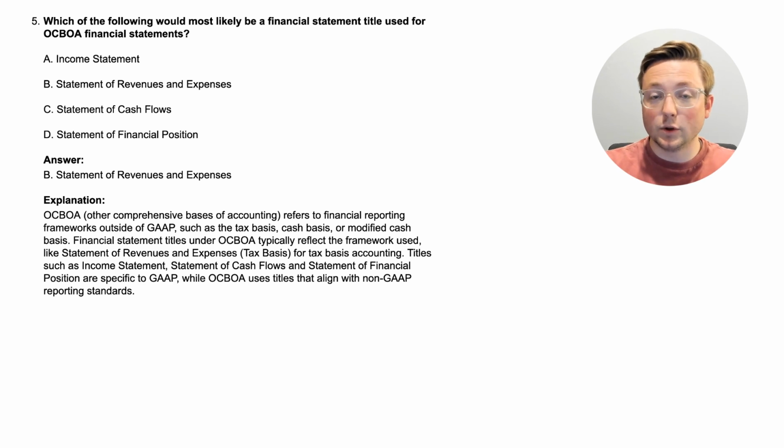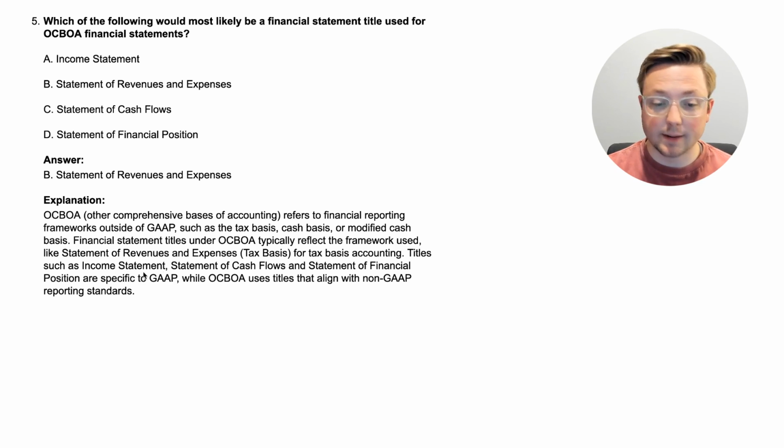Again, pretty easy once you understand the topic and the purpose of this video. OCBOA, other comprehensive bases of accounting, refers to financial reporting frameworks outside of GAAP, such as the tax basis, cash basis, modified cash basis. Again, those are the most common ones. Financial statement titles under OCBOA typically reflect the framework used, like statement of revenues and expenses, tax basis, and a lot of times it will say this is under tax basis, for tax basis accounting.